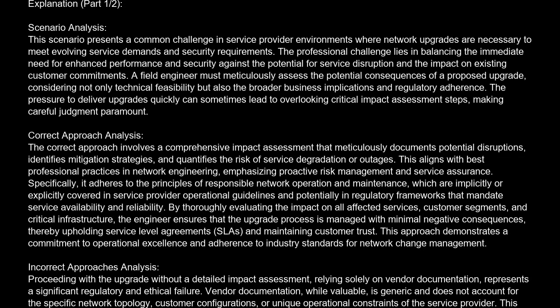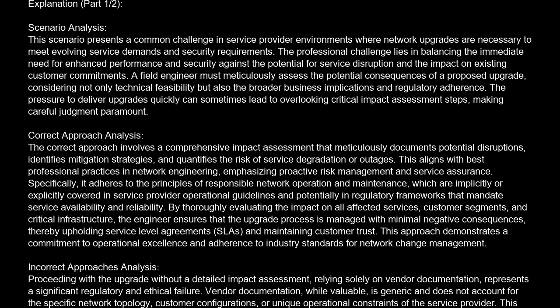The correct answer is D. Conduct a comprehensive impact assessment detailing potential service disruptions, identifying mitigation strategies, and quantifying risks. Explanation. Scenario analysis. This scenario presents a common challenge in service provider environments where network upgrades are necessary to meet evolving service demands and security requirements.